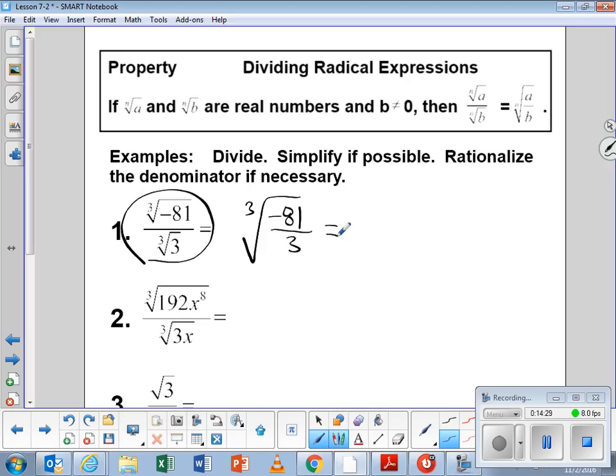Well, let me ask you this. What's 3 to the 4th divided by 3 to the 1st? 3 to the 3rd. And 3 to the 3rd is 27. And so I get negative 27. Again, it's an odd root, so it's okay to have a negative. What times itself 3 times gives me negative 27? Negative 3.